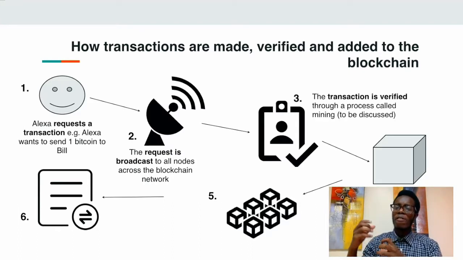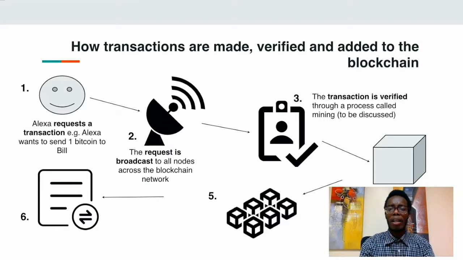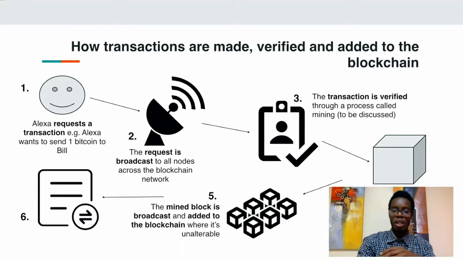Then this transaction is verified through a process called mining, which is something we'll discuss in further topics once we get into module 3 and 4, and we'll get deeper into the mining process, the verification of transactions. Once a transaction is verified, transactions are combined with other group of transactions and added onto a block, right? So a block is pretty much a group of transactions grouped together. This block, or rather let's call it a mined block, is then broadcast and added onto the blockchain, where it is unalterable. You cannot delete it, you can't alter it.